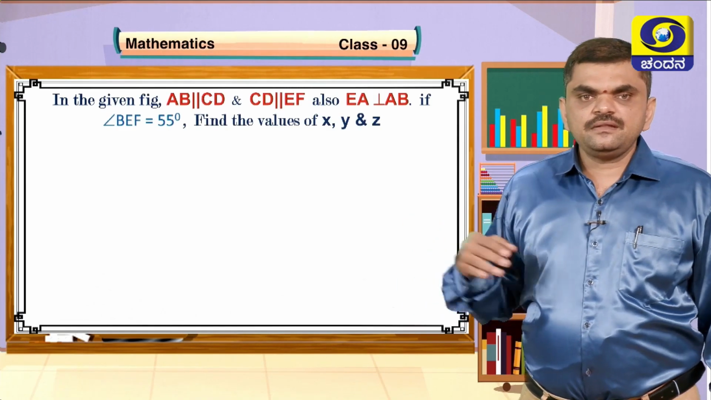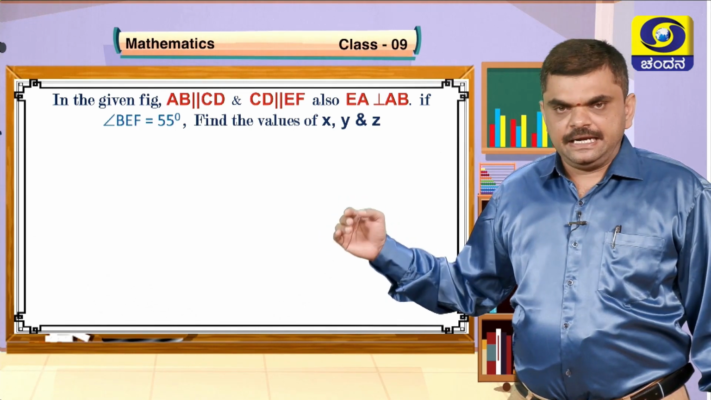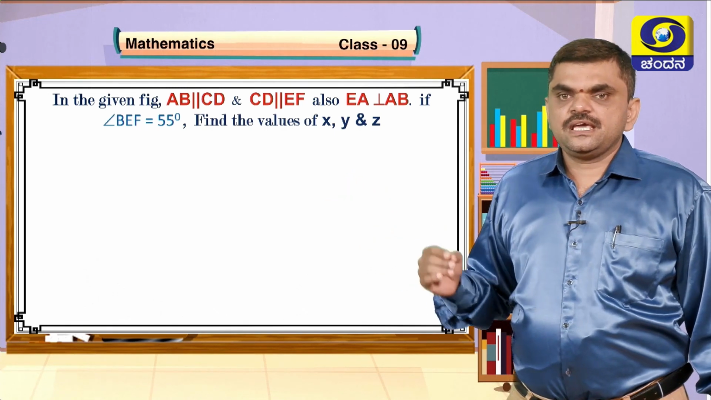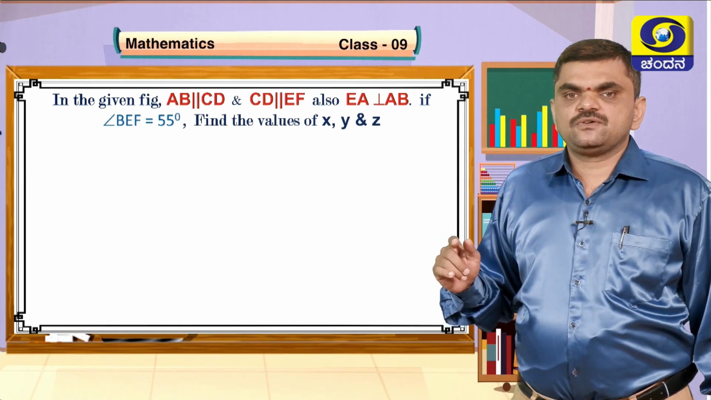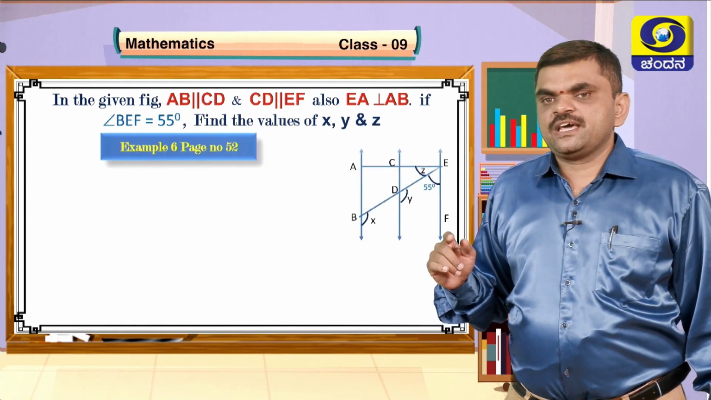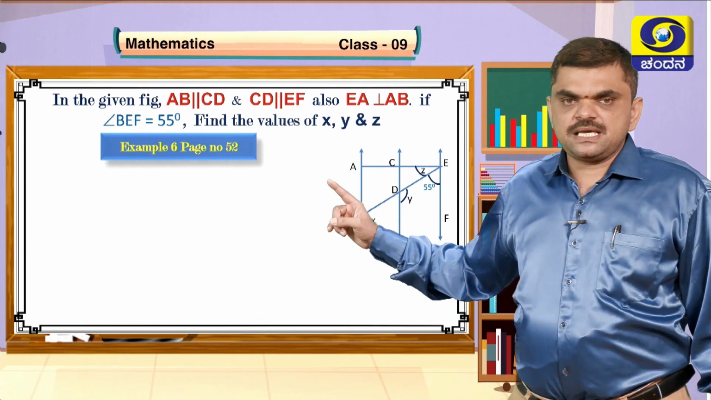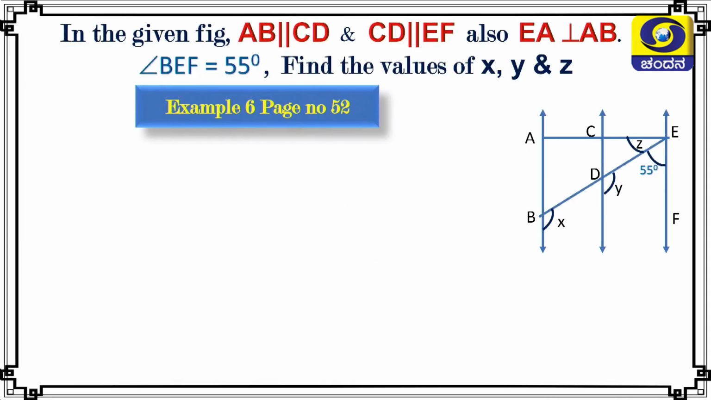Next question, in the given figure AB is parallel to CD and CD is parallel to EF, and EA is perpendicular to AB. If angle BEF is equal to 55 degrees, find the value of x, y and z. This is the figure they have given. It is example number 6, page number 52, children. They have mentioned angle x, angle y and angle z here, but they have given only one angle, that is FED angle, that is 55 degrees.